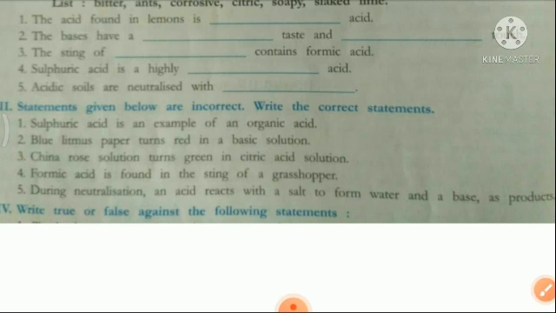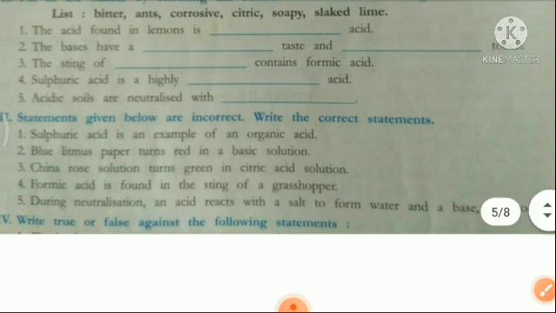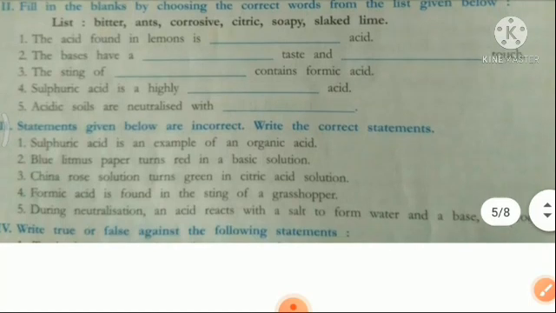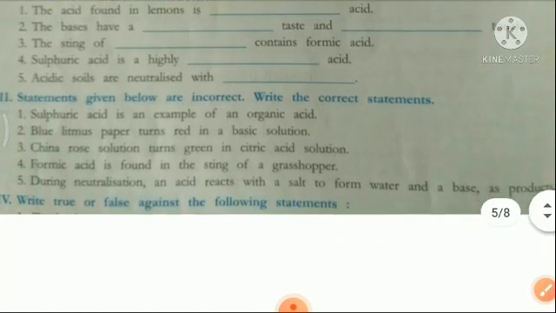So what is given? Sulfuric acid is an example of organic acid, but we know that sulfuric acid is a mineral acid, so the answer will be sulfuric acid is an example of mineral acid. Clear? So next, blue litmus paper.